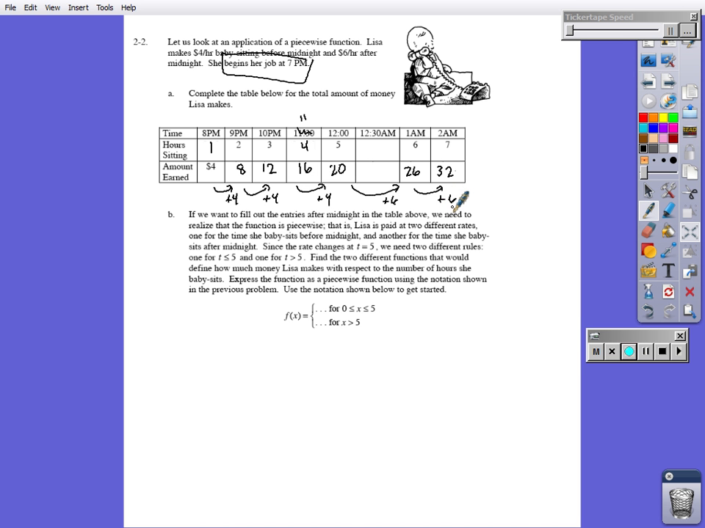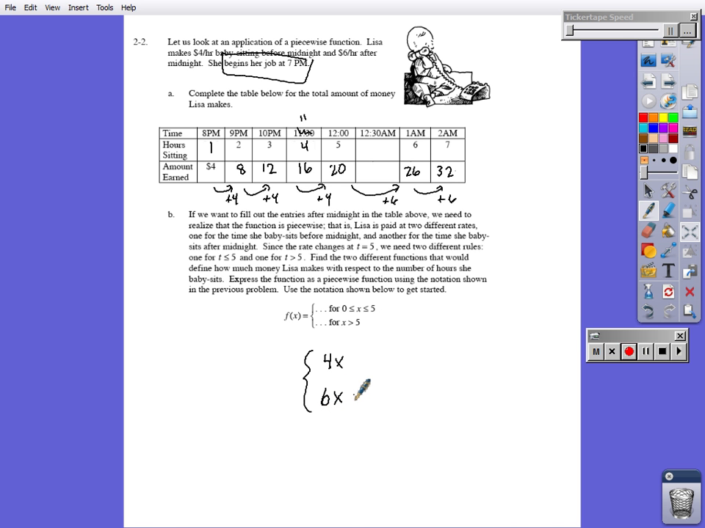Part B says if we wanted to fill out the entries after midnight in the table below, we need to realize that it's a piecewise function, therefore our slope is changing after that 5th hour. So they already sort of set up the domain for us here. We would need to set up the equation. The first equation would be just 4x, because it's $4 per hour, and there is no starting value. She didn't come in with any money. So plus 0, but you don't have to write that. Now the second equation, here's where some people get a little goofed up. It's 6x, because it's growing by 6.